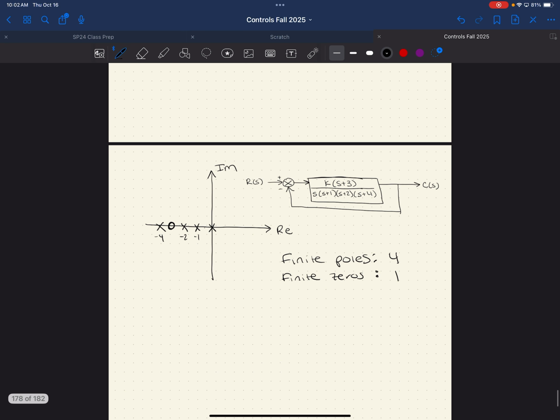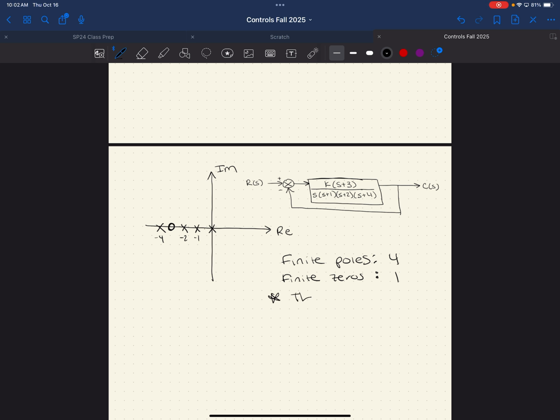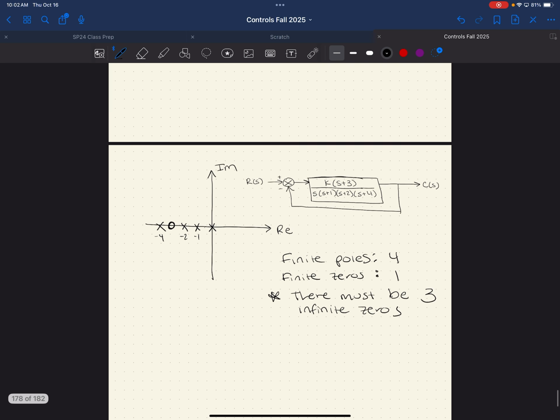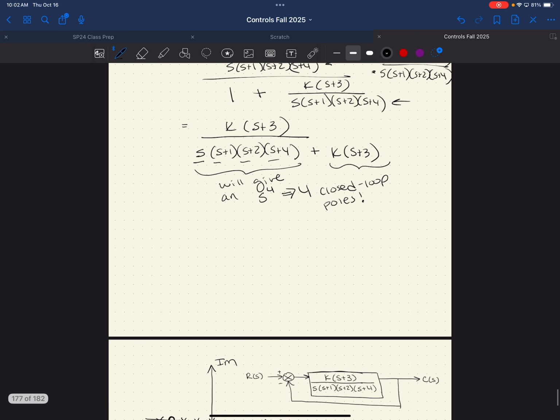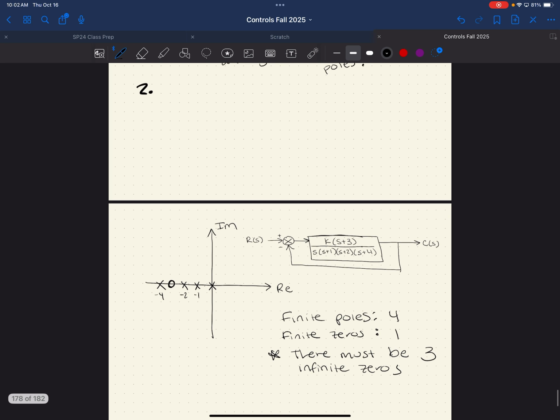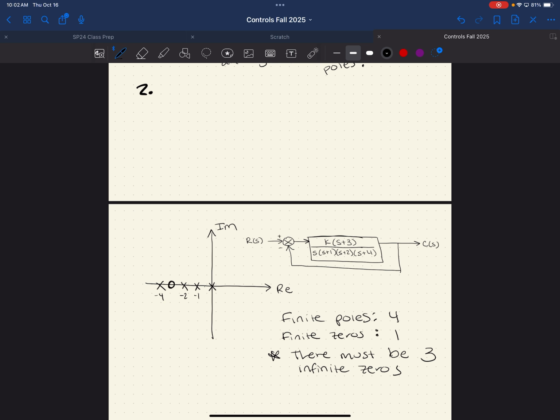But based on our finite poles and zeros, we know that there at least has to be 3 infinite zeros to balance out the number of poles. Okay? So there must be 3 infinite zeros. We need to keep in mind our symmetry rule, but the symmetry rule doesn't necessarily allow us to add anything to the graph, so I'm just going to note, let's keep in mind symmetry.